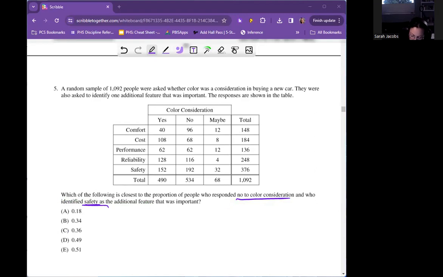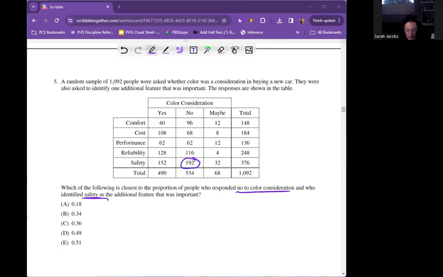Okay, so no to color consideration, that's here, and who identified safety as the most important additional feature. So there's safety.